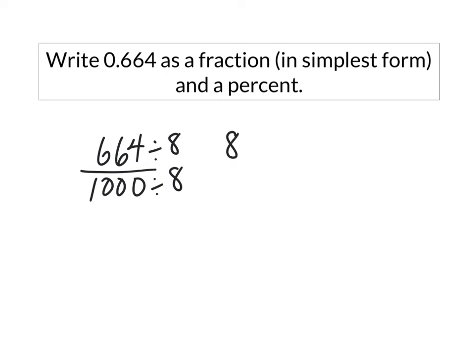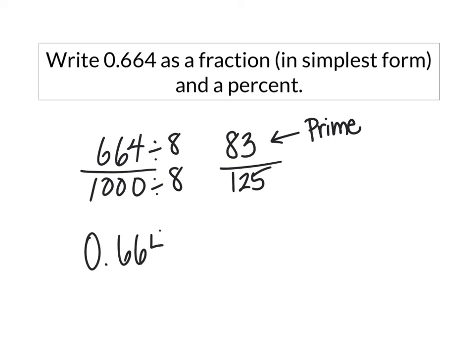664 divided by 8 is 83. 1,000 divided by 8 is 125. I know that 83 is a prime number, so this is the simplest form then. And then when I go from my decimal to my percent, remember I'm going 2 places to the right. So I end up with 66.4%.